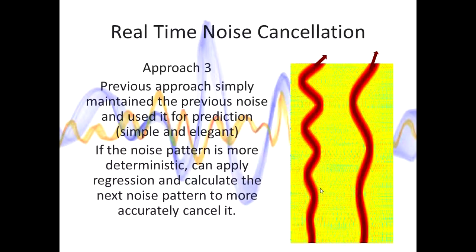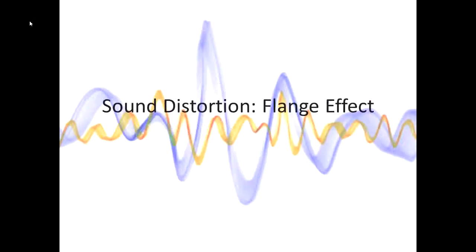Now, in the previous approach, we literally just held the noise values from the previous sample and negated the next sample by it. In this approach, assuming the frequency of the noise is happening in a more deterministic fashion, you can apply regression and predict what the noise will be in the next sample and use that as a smarter way to negate what it would be.